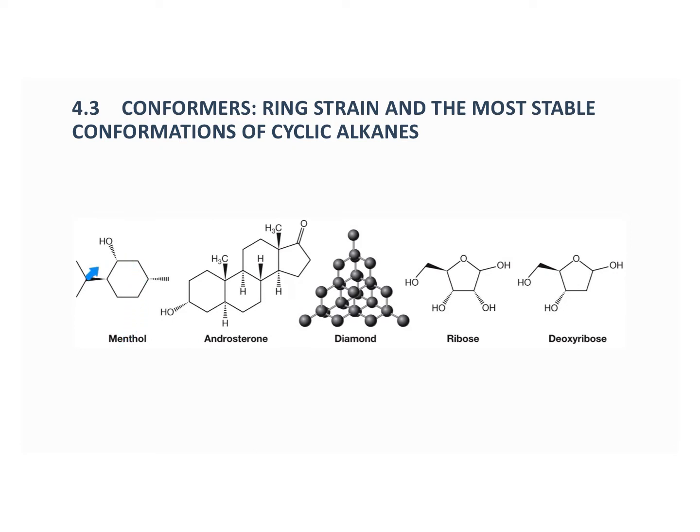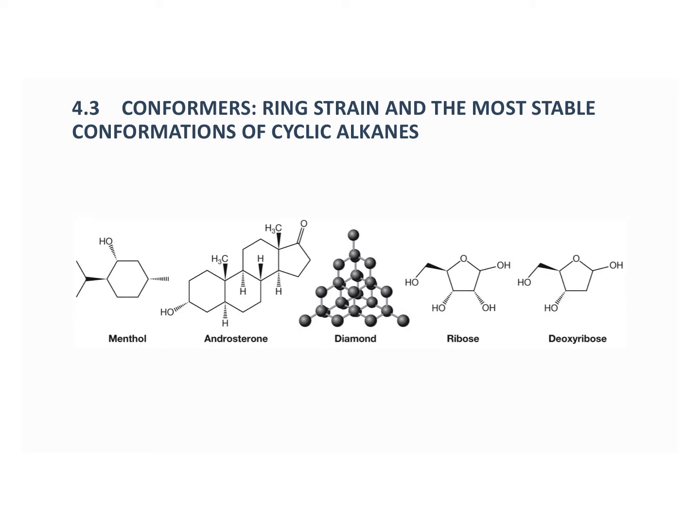Menthol, for example, is a natural oil that contains a six-membered ring. Androsterone is a steroid, and so we can recognize the steroid with the structure here. It consists of three six-membered rings followed by a five-membered ring. This is diamond. It's one of the hardest substances known. It's got an extended network of six-membered rings. And then we have a five-membered ring in ribose and deoxyribose, which are the primary components of RNA and DNA.